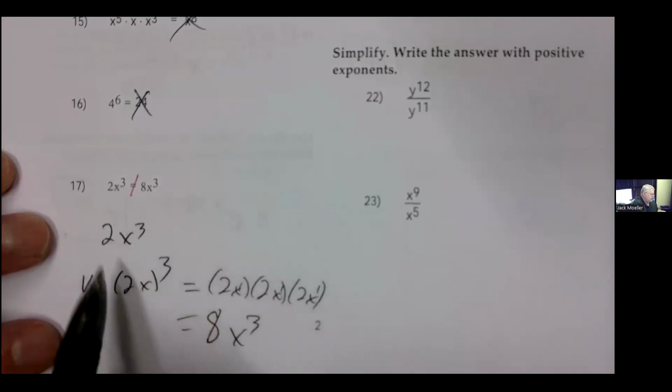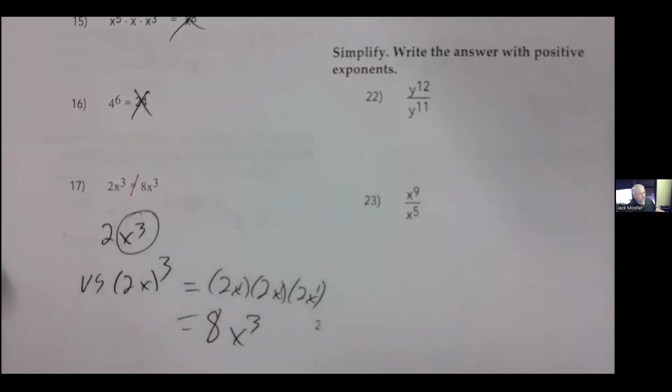Whereas this, the only thing that's getting the cubed is the x, because there's no parentheses. I can't emphasize enough how much parentheses matter when we're dealing with exponents, because that tells us what the base is.